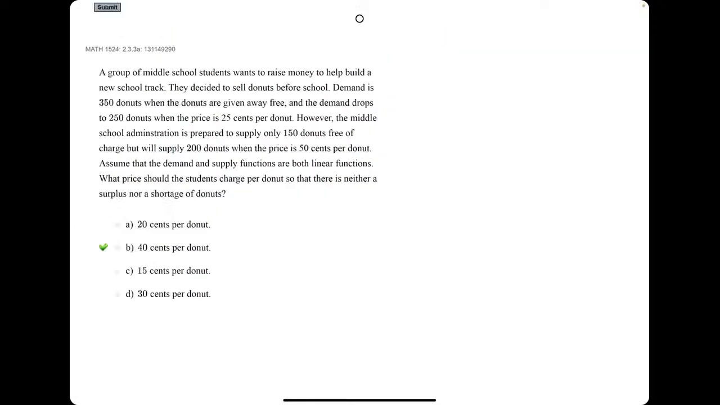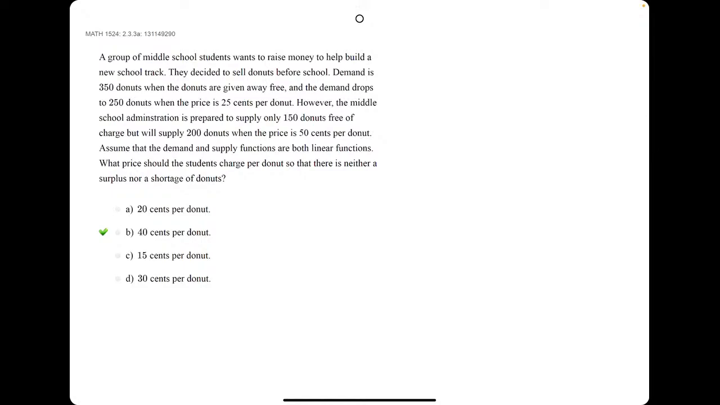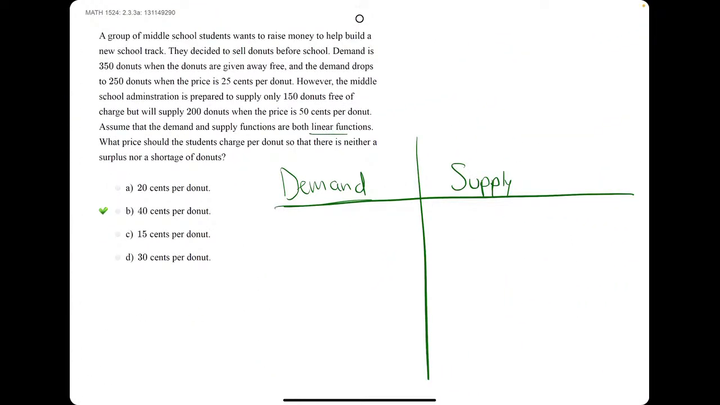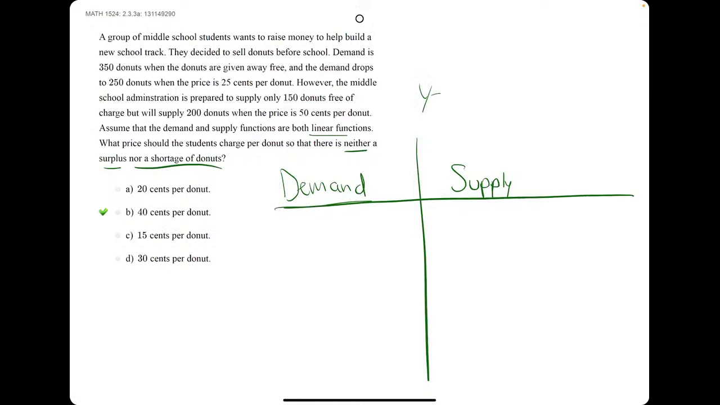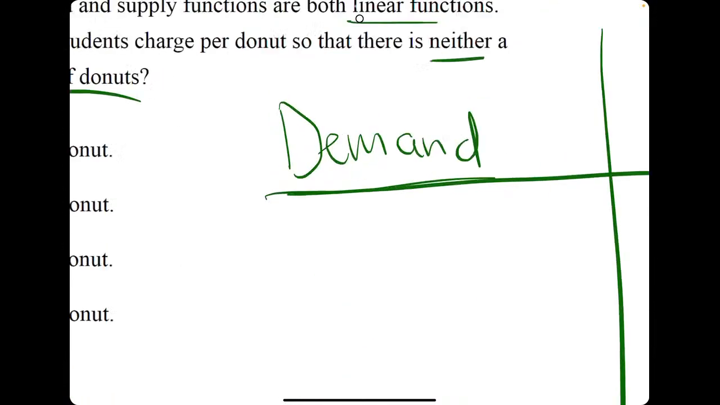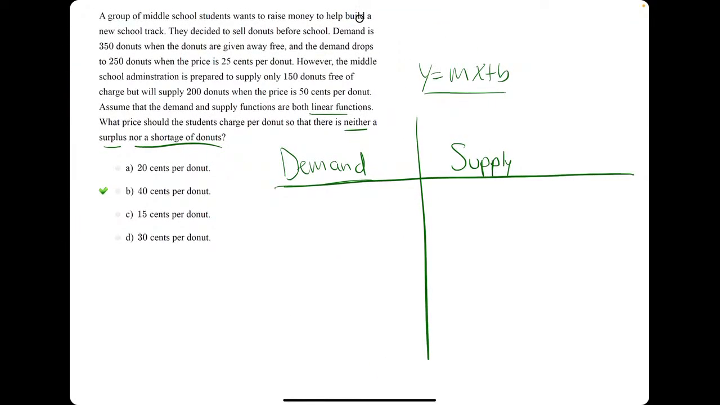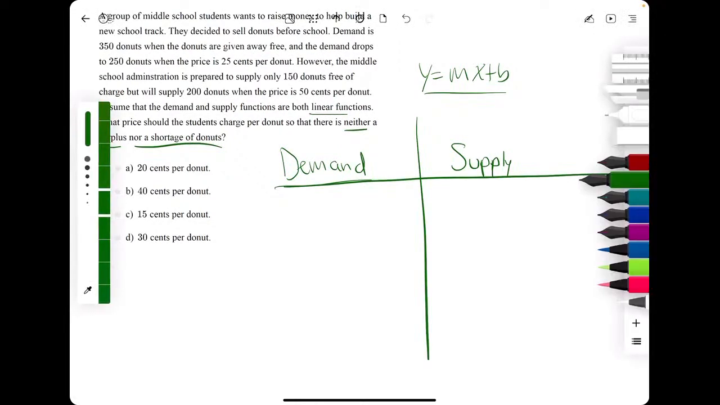In this one, they give us some information about supply and demand. And they give us some information for each one, and they mention that supply and demand can be represented as linear functions. And then they ask what the price of donuts should be so that there's neither a surplus nor a shortage, which means we're going to set up a linear function, y equals mx plus b, for demand, and then a separate one for supply, and then we're going to set those two functions equal to one another and solve for x at the very end. So let's break it down.